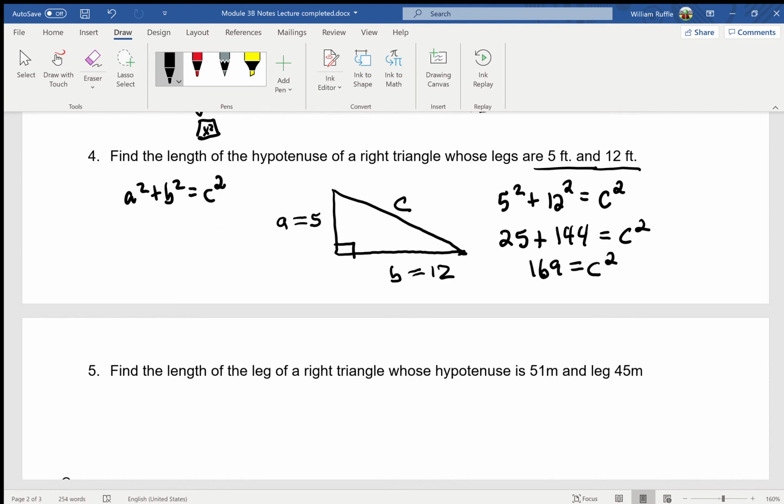And again, like all my other solving equations here, I have to do the opposite. Well, I have C being squared. What's the opposite of squaring something? Well, it's square rooting something. So 13 is equal to C.